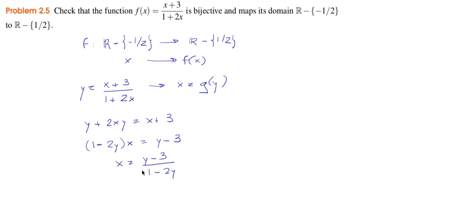But not every y, because if y is equal to 1/2, there is no x that maps to it. That's how we prove that the image of this function f maps this domain to the reals minus 1/2, because there's no way that we can find any x that gets mapped to 1/2.